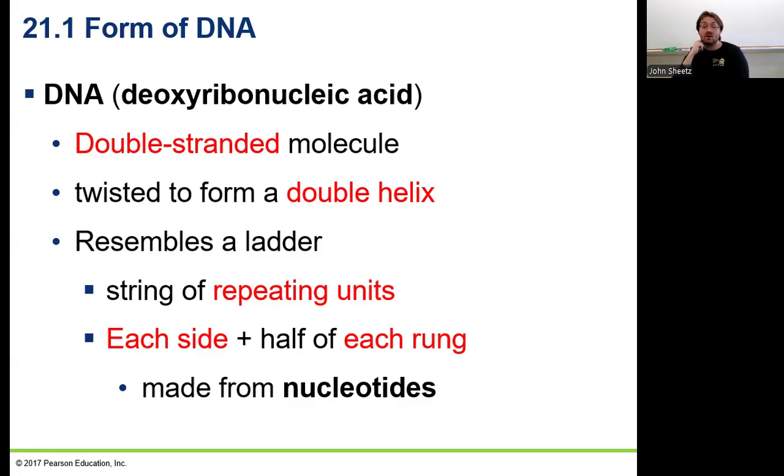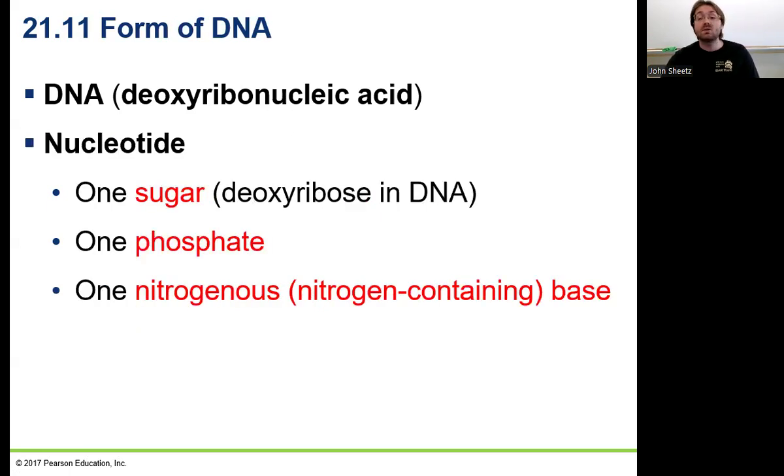So DNA is a double-stranded molecule. Its arrangement should look like a ladder that somebody has then twisted by the rungs from either end. And it should be a string of repeating units. Each side is half of a rung, and they're made from nucleotides. A nucleotide is the monomer for DNA's polymer, meaning that it is a single component of what makes up a long chain of a molecule, which is the polymer. Think of the monomer as a Lego, and the polymer as the Lego Eiffel Tower. It's a component that makes a larger whole.